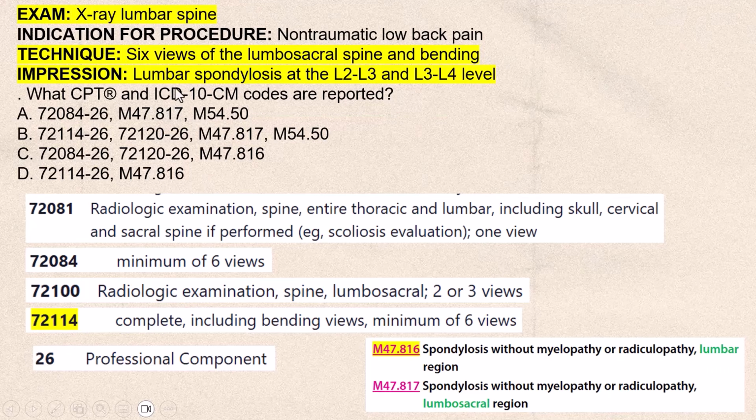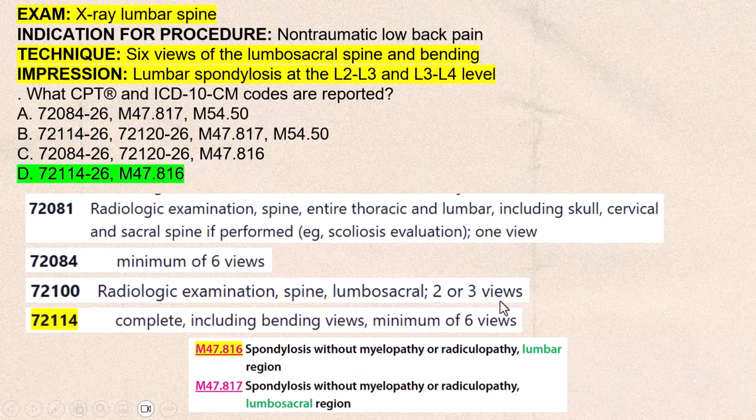Once you go to the ICD-10 codes, there are 3 codes available: M47.817, M54.50 and M47.816. M47.816 says spondylosis without myelopathy or radiculopathy, lumbar region. M47.817 says the same at the lumbosacral region, but in our case it says lumbar spondylosis. So the correct ICD-10 code will be M47.816. So the correct answer will be answer D.